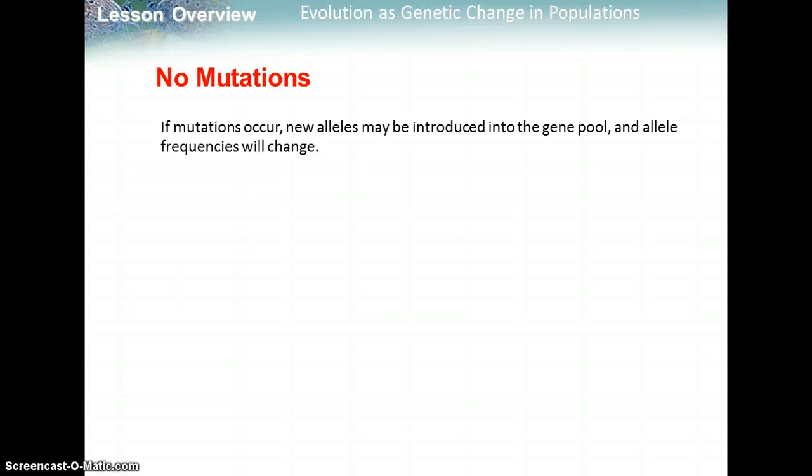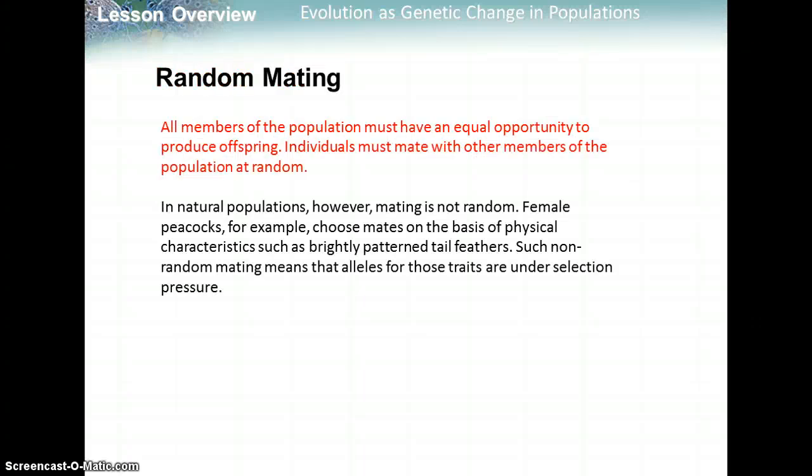Another thing for equilibrium is that you can't have any mutations, which of course never happens. If mutations occur, new alleles may be introduced into the gene pool and allele frequencies will change. So that's another case where you won't have equilibrium. In order to have equilibrium, you'd need a population that has no mutations, which again would rarely ever happen.